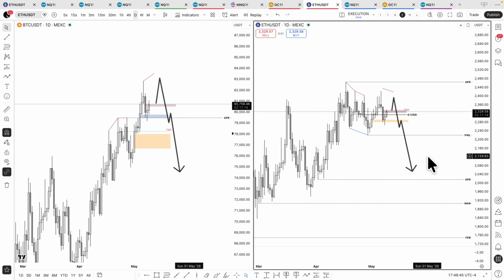But that is pretty much it for Ethereum at this current point in time. We're observing the daily chart, so this is something that, well, it's going to take time. The submission to time is required right now. But yeah, that is currently it.